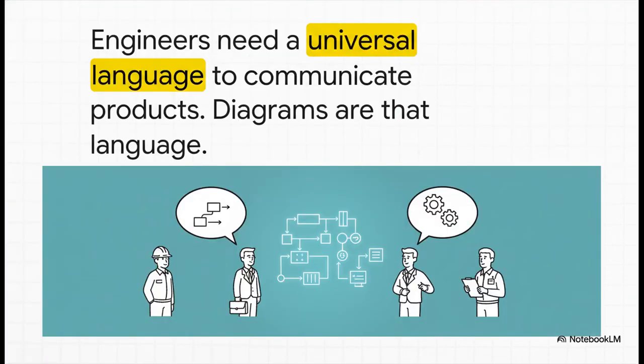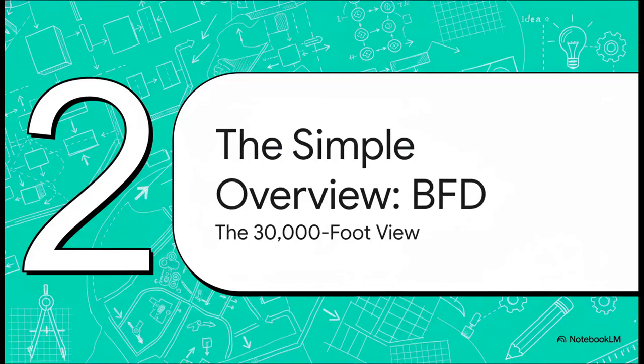And that's the answer. These diagrams are that language. They're a universal way for everyone involved, designers, managers, operators, to see the same vision, to speak the same language, and to build the same thing. So if we need a map for our process, where do we start? Well, you start with a bird's eye view, a high-level sketch of the main route. In engineering, that's called the block flow diagram.